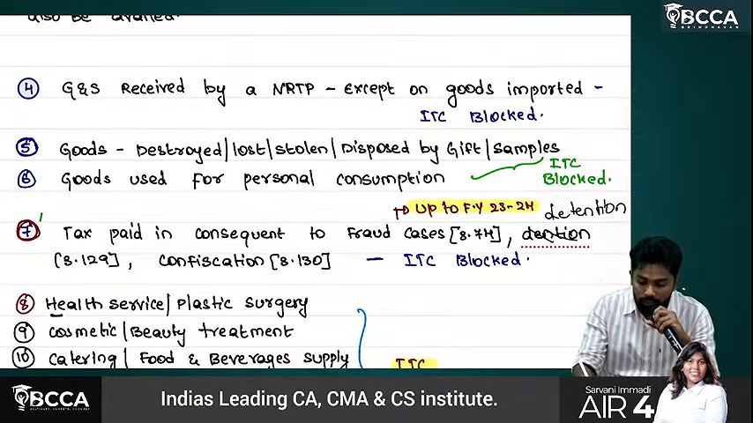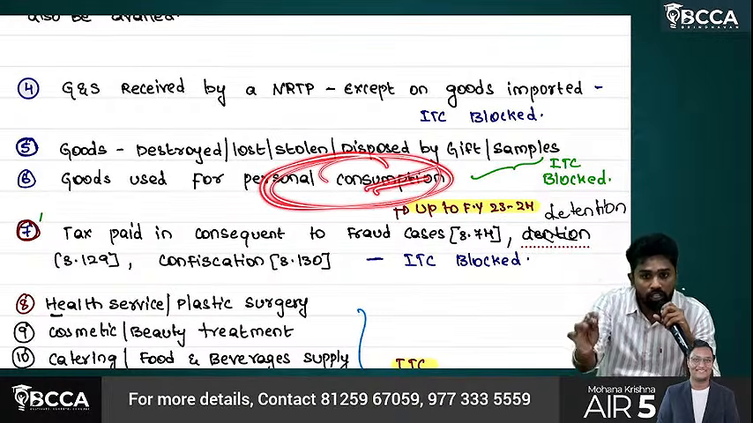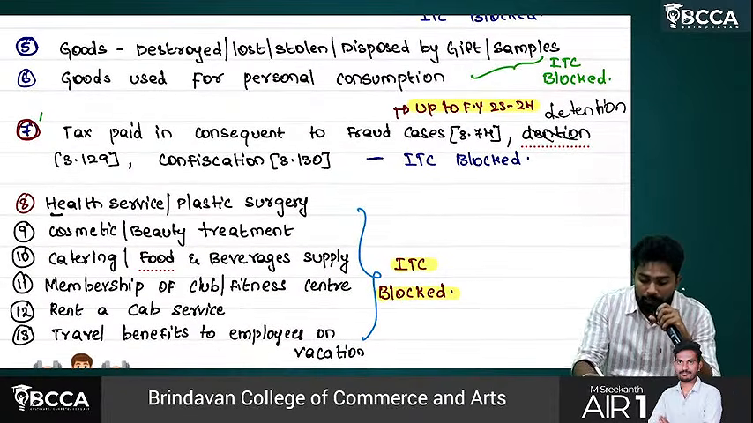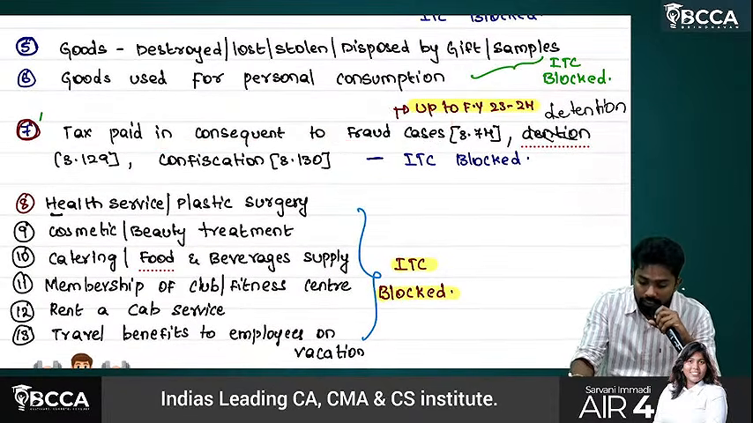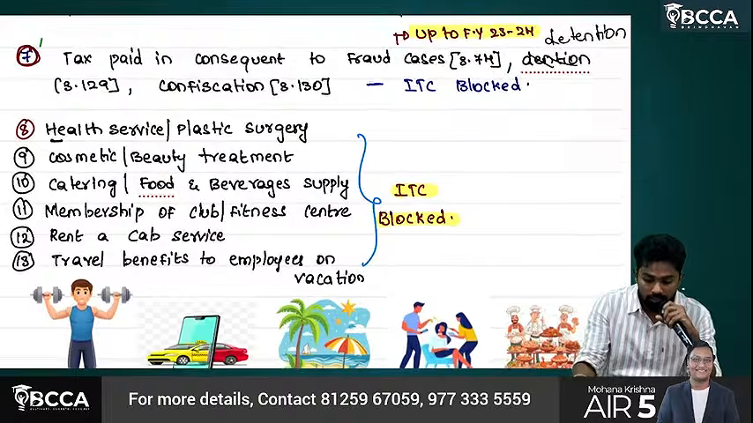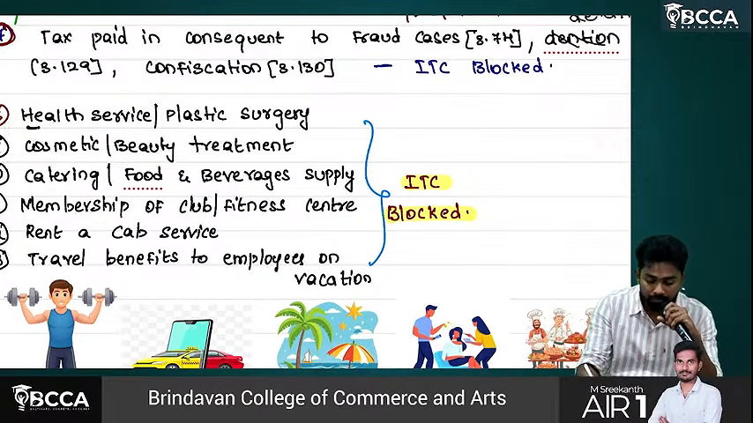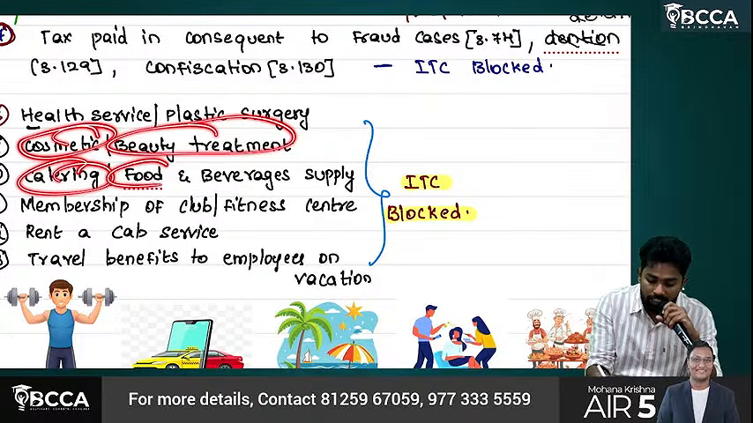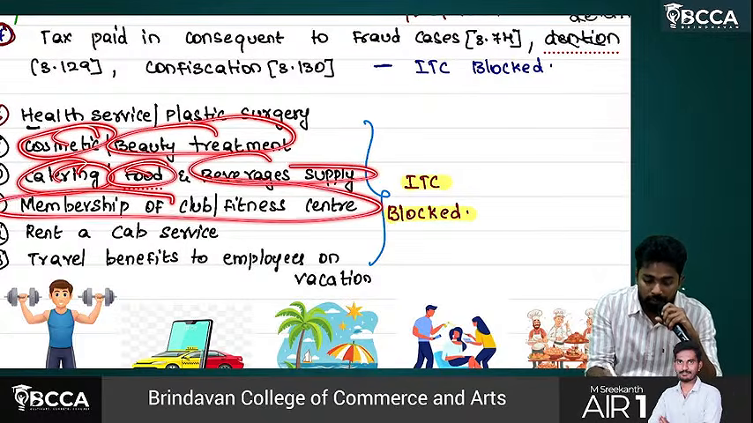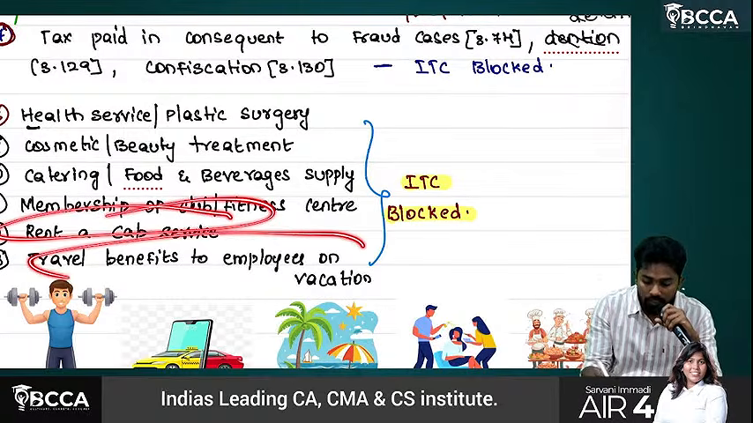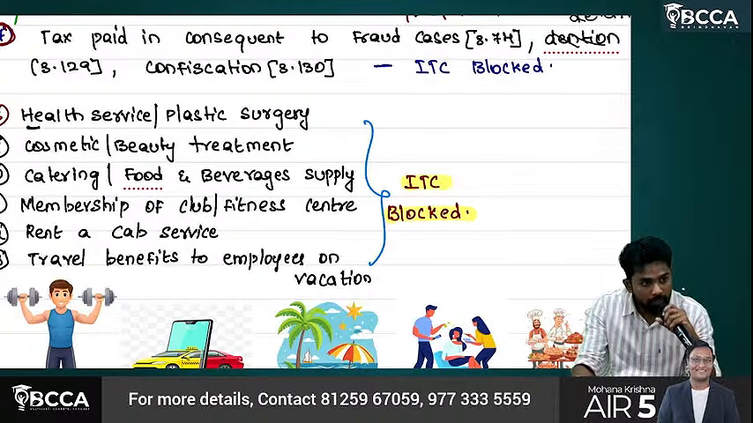Understanding, na sir? If goods are used for personal consumption, then also ITC is blocked. Then any tax paid consequent to fraud cases, detention, confiscation, then also ITC is blocked. Then these sets are important: health service, plastic surgery, cosmetic beauty treatment, catering, food and beverages, membership of club, fitness center, rent a cab service or travel benefits extended to employees on vacation.